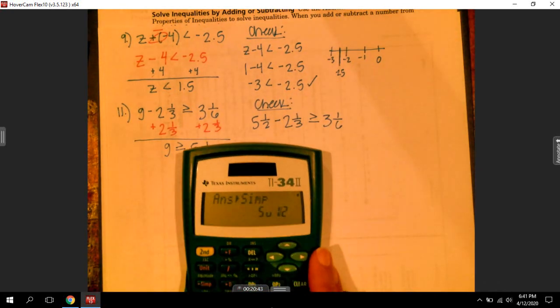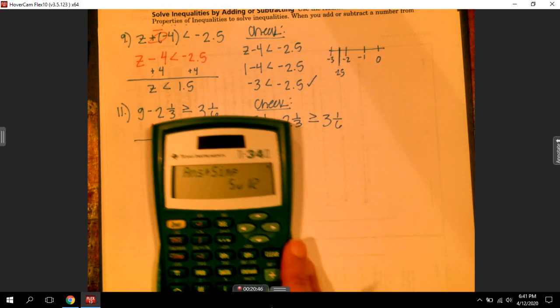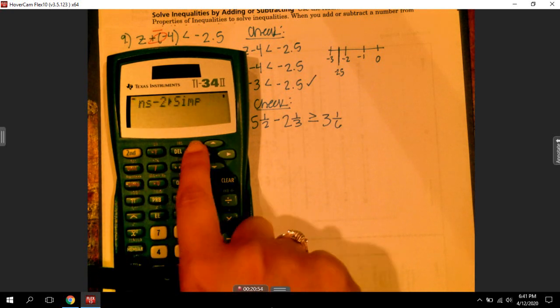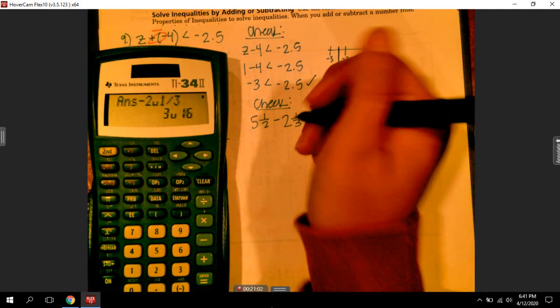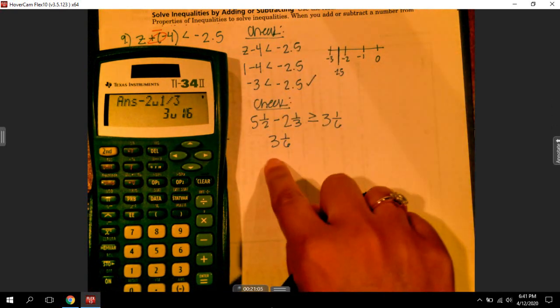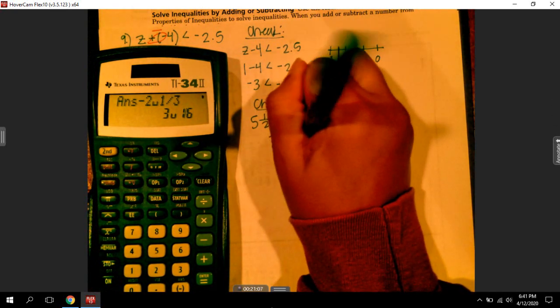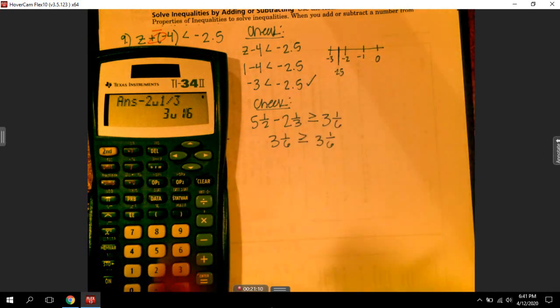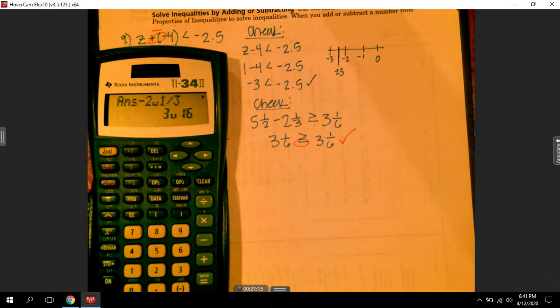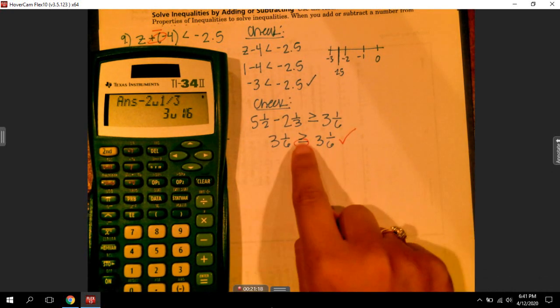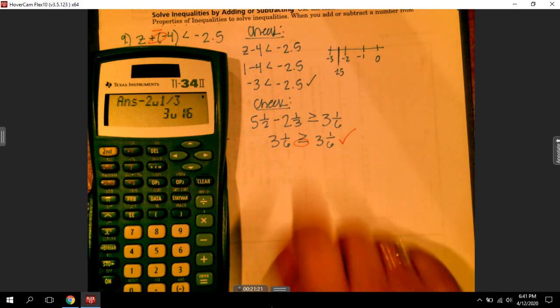So let's see if it gives me a true statement. So I'm going to keep that. So I'm just going to hit minus 2 1/3. And it gives me 3 1/6. So is 3 1/6 greater than or equal to 3 1/6? Yes, it is, actually, in fact, the equal to part. So this is a true statement. Okay. Remember that if it did not have that equal to sign, that would be a false statement.